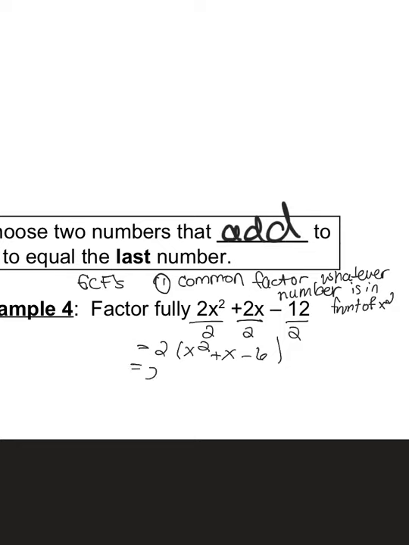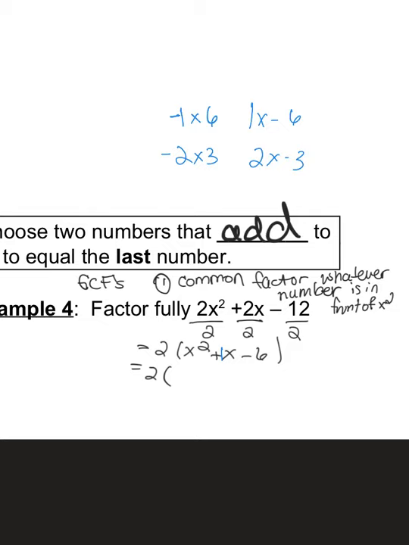We're going to leave that 2 out front, and now we're going to do exactly what we were doing before. We're going to find two numbers that multiply to negative 6 and add to 1. There's that invisible 1 here, right? In fact, I'm going to write that in just so that you can see that. So I'm going to start by writing out all of the factors of negative 6: negative 1 times 6, 1 times negative 6, negative 2 times 3, and 2 times negative 3. And we're going to add these together until I find something that adds to 1.